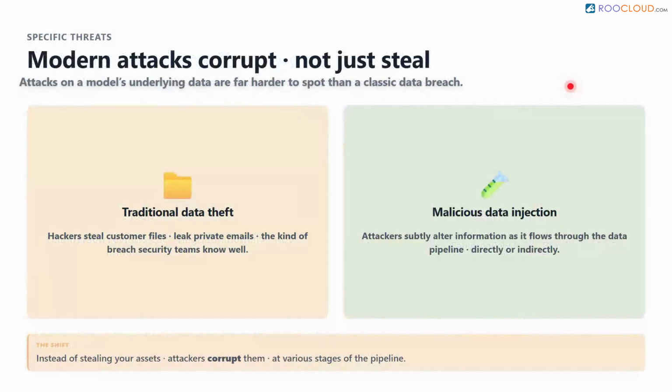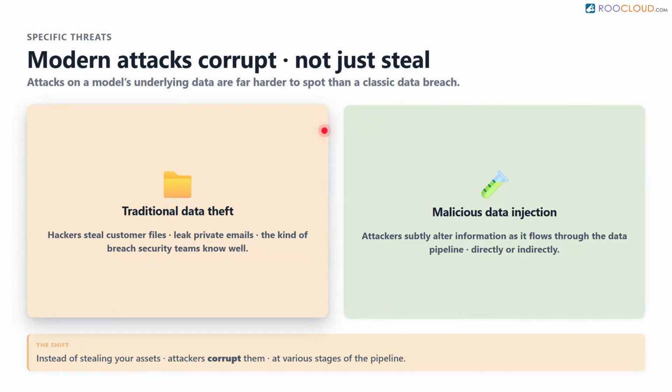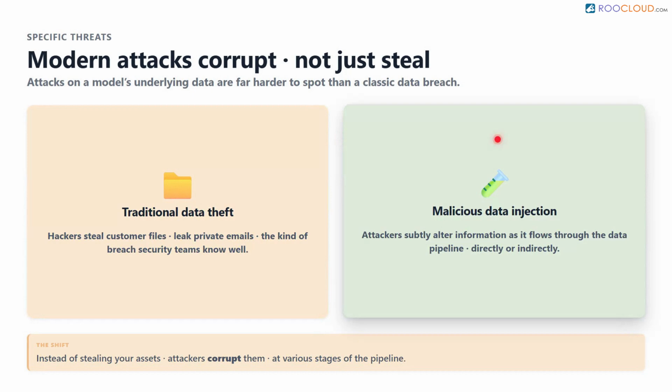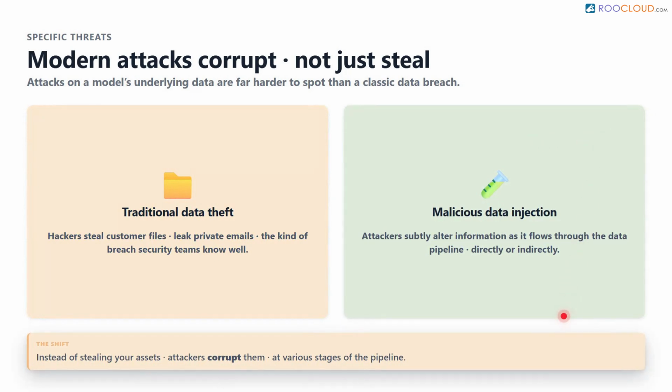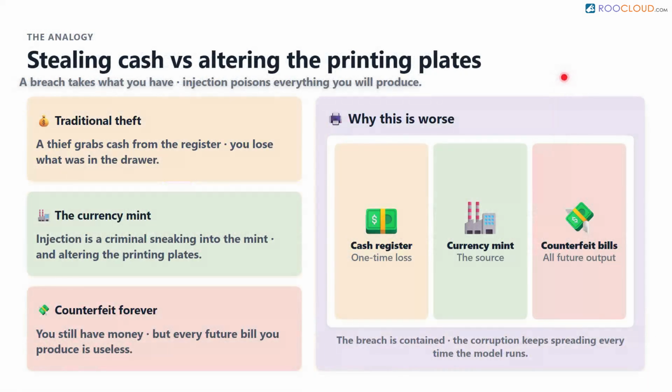Moving on to specific threats, we must recognize that attacks targeting the underlying data of a model are much harder to spot than traditional data breaches. Security teams are used to looking for data loss, such as hackers stealing customer files or leaking private emails. However, modern threats involve the injection of malicious data. Attackers subtly alter the information, either directly or indirectly, at various stages as it flows through the data pipeline. Instead of stealing your assets, they corrupt them.